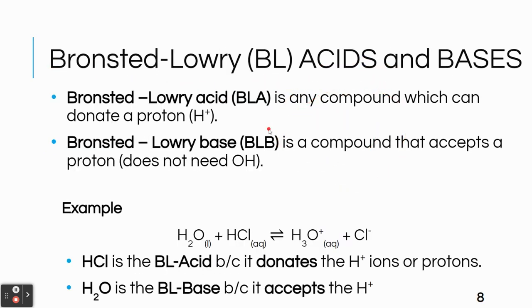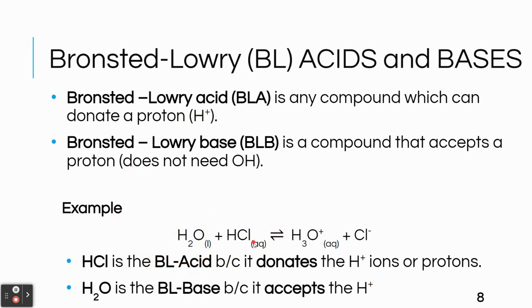Now we can take a look at the other theory called the Bronsted-Lowry theory of acids and bases. So for Bronsted-Lowry, an acid, we'll call it BLA, Bronsted-Lowry acid, is any compound that can donate a proton, any compound that can give away an H+. And a Bronsted-Lowry base is any compound that accepts a proton. So in other words, it doesn't need to have an OH, it just needs to accept an H+. So let's look at the example over here.